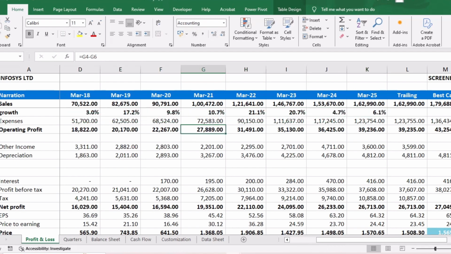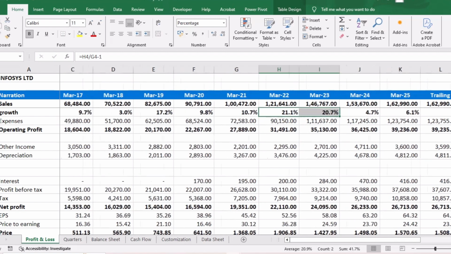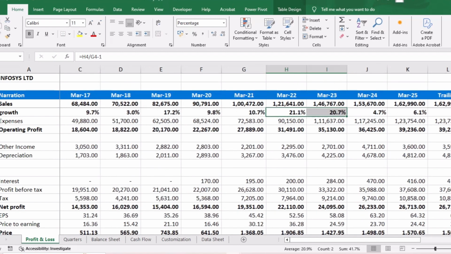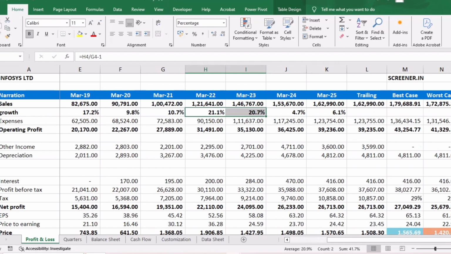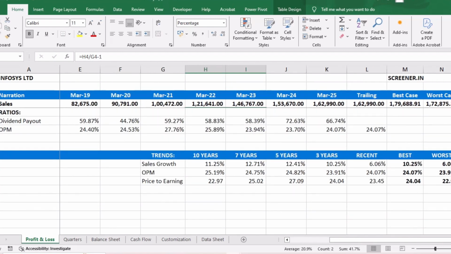So we see that in 22-23 there was a growth of 20% approx, and overall there's a growth of around 986%. Okay, and if you want to see the CAGR, this is CAGR. The 10-year CAGR is 11%, 7-year CAGR is 12%, 5-year CAGR is 12%, and 10% for 3 years. This will help us to determine the future growth.